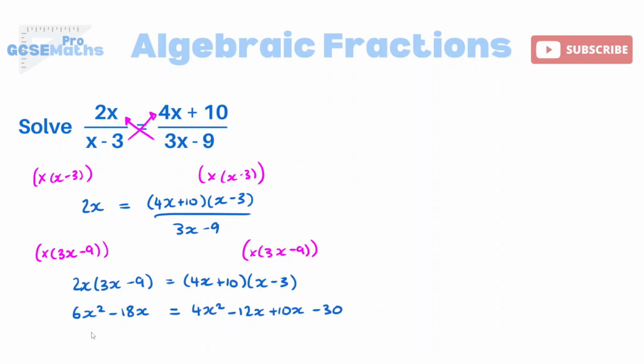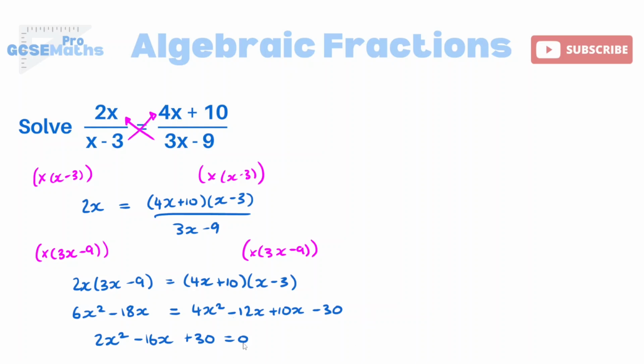So we've got 6x squared minus 4x squared is 2x squared. These two obviously we can add together, so we get minus 2x there, don't we? So I need to add 2x, so that's minus 16x. Then I need to add the 30. There we go, I have a quadratic and it equals 0.